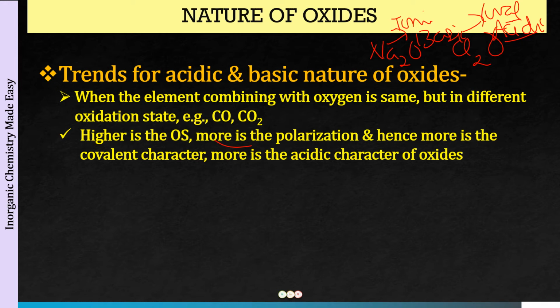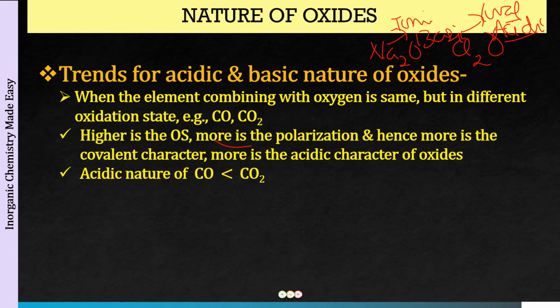Where did you learn about this polarization? Well, you learned it in chemical bonding when we were discussing Fajan's rule. In case you have not studied that, you can just open our playlist on chemical bonding and study the lecture on Fajan's rule. You will have a thorough understanding of the concept. So the higher the oxidation state, the more the polarization. More polarization means more covalent character, so we will have more acidic character of the oxide.